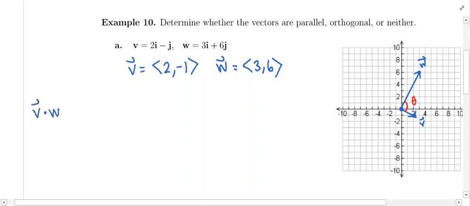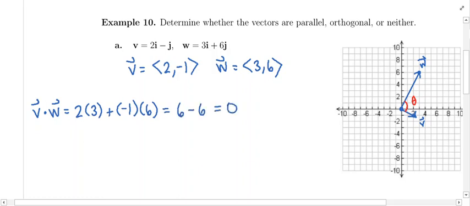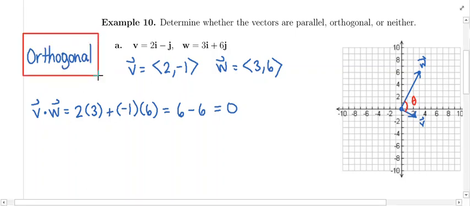V dot W. To do the dot product, the answer is going to be a number. I need to multiply the corresponding components here. So I'm going to get 2 times 3 if I multiply the horizontal components together, and then I'm going to multiply the vertical components, negative 1 times 6, and add the results. This is going to be 6 minus 6. The dot product is 0. Automatically, since the dot product is 0, we can conclude that these vectors are orthogonal. Anytime the dot product is 0, the angle between the two vectors is 90 degrees. Our sketch seems to indicate so.